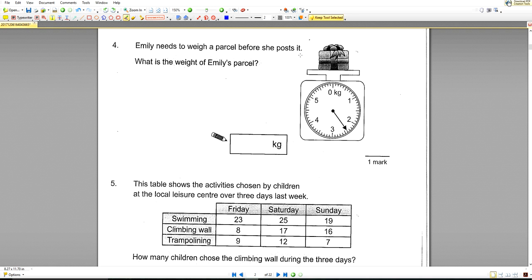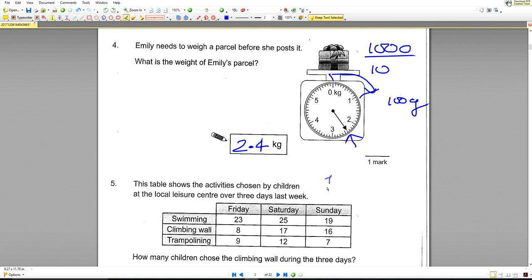Emily needs to weigh a parcel before she posts it. What is the weight of Emily's parcel? So we need to be able to read this value here. From 0 to 1 kilogram, we have 10 little notches. If you divide 1,000 grams, which is 1 kilogram, into 10, each one is 100 grams. It says in kilograms, so you've got 2, 2.1, 2.2, 2.3, 2.4. So the answer should be 2.4 kilograms.